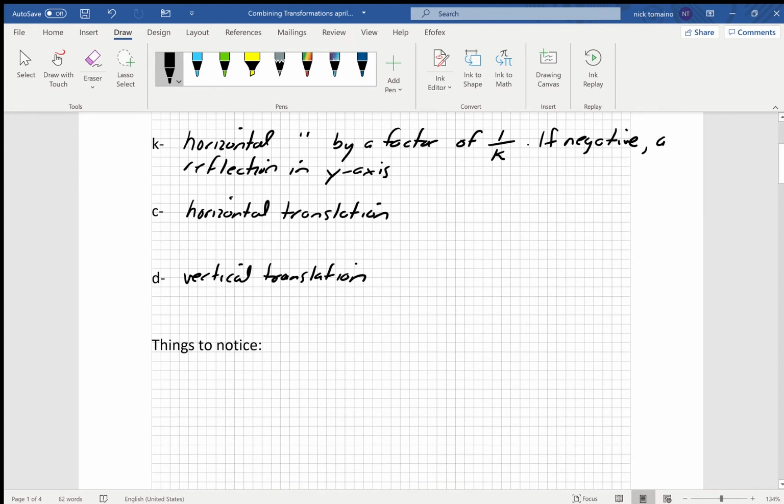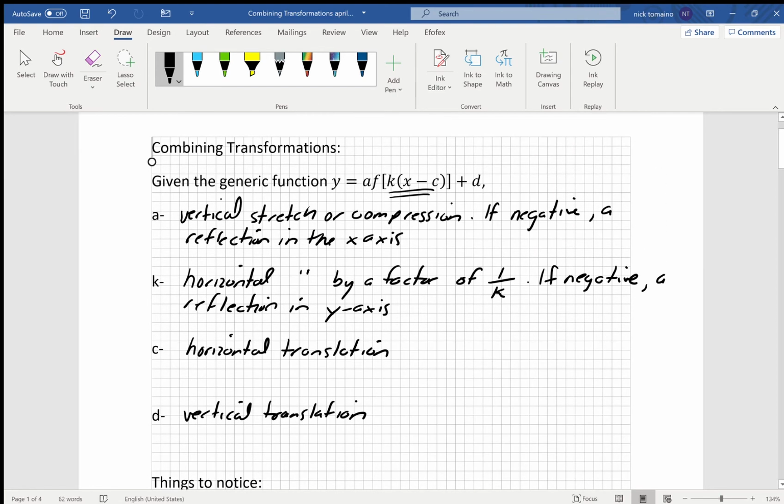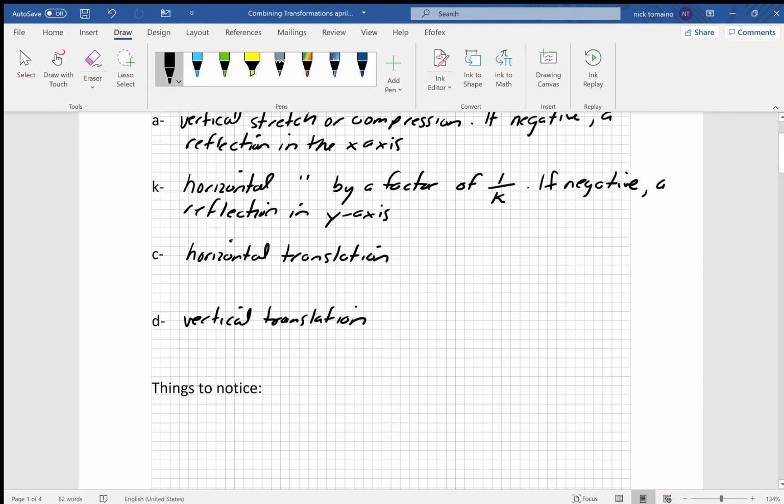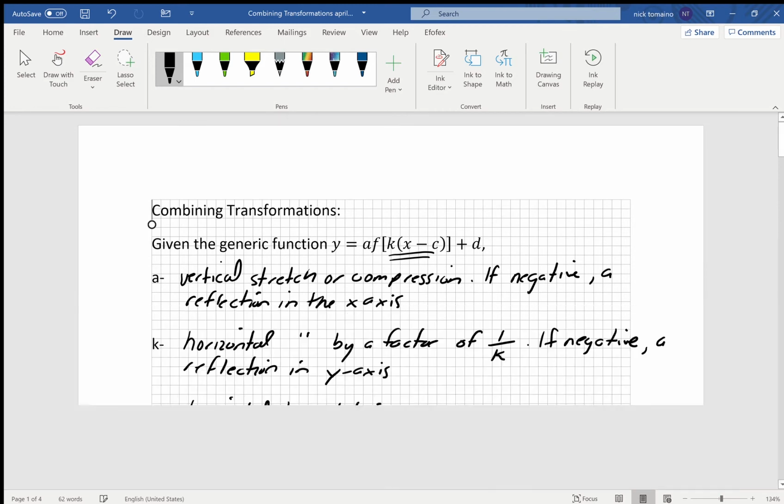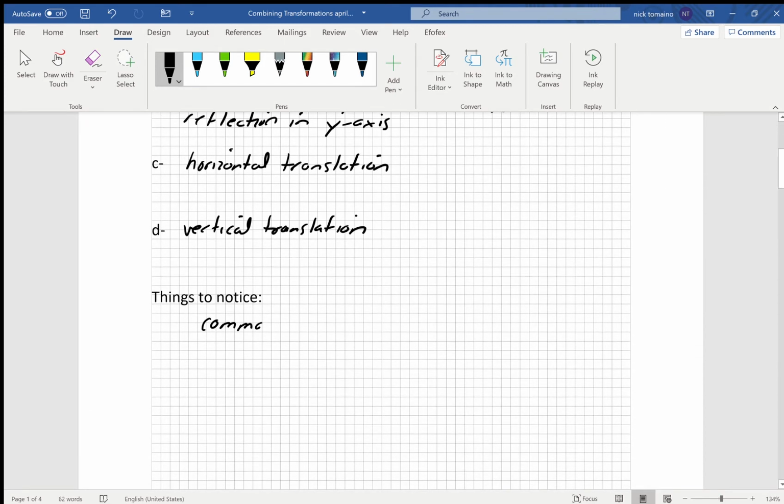Okay, the next part, things to notice, and this is what we talked about before break. Within the function, the k x minus c must be in factored form. If it's not, you must factor. Okay, so common factored form within the function. All right.